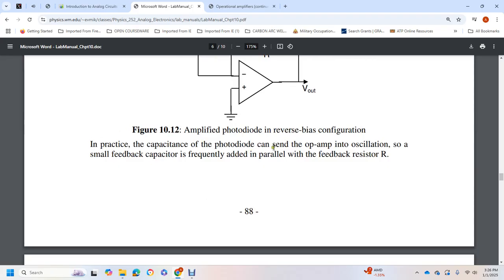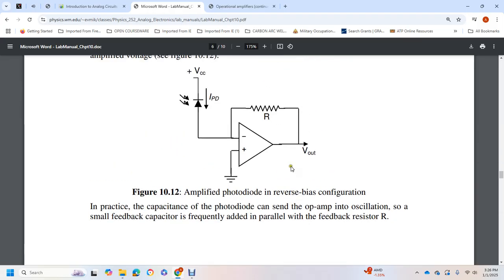In practice, the capacitance of the photodiode can drive the op amp into oscillation, so a small feedback capacitor is added in parallel with the feedback resistor.